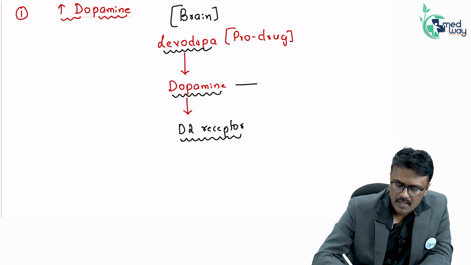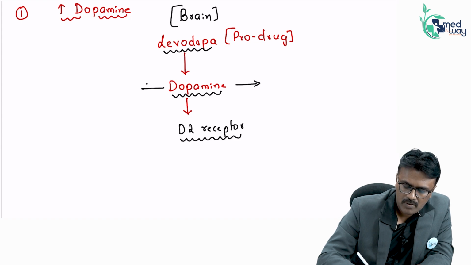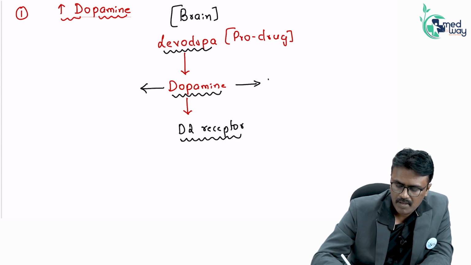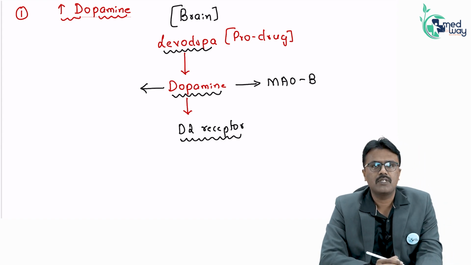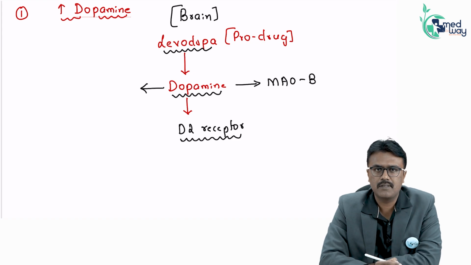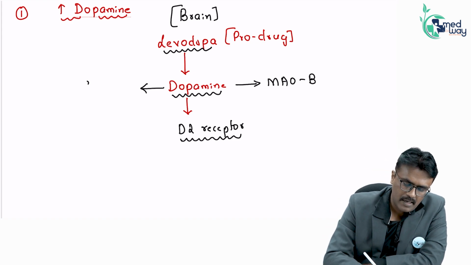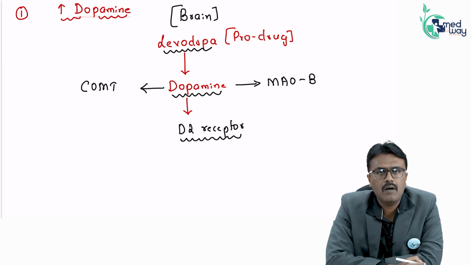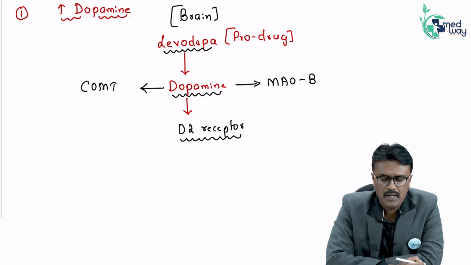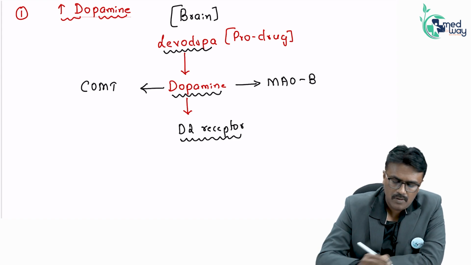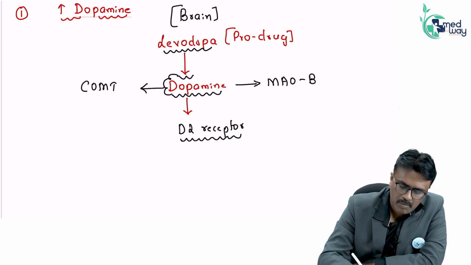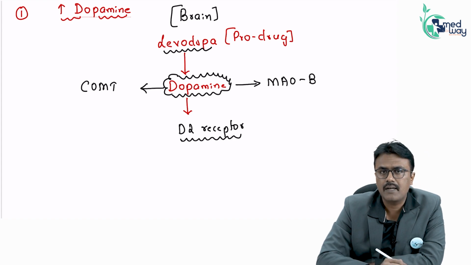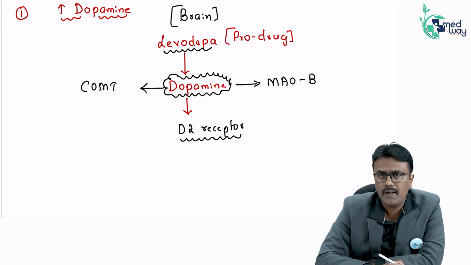Now this dopamine which is there in the brain can be metabolized by two enzymes. The first enzyme is MAO-B. MAO stands for monoamine oxidase, and the subtype B. Another enzyme which can metabolize it is COMT. What is COMT? Catechol-O-methyltransferase. So now our goal is to increase the activity of dopamine inside the brain, particularly in the substantia nigra. What are the targets?